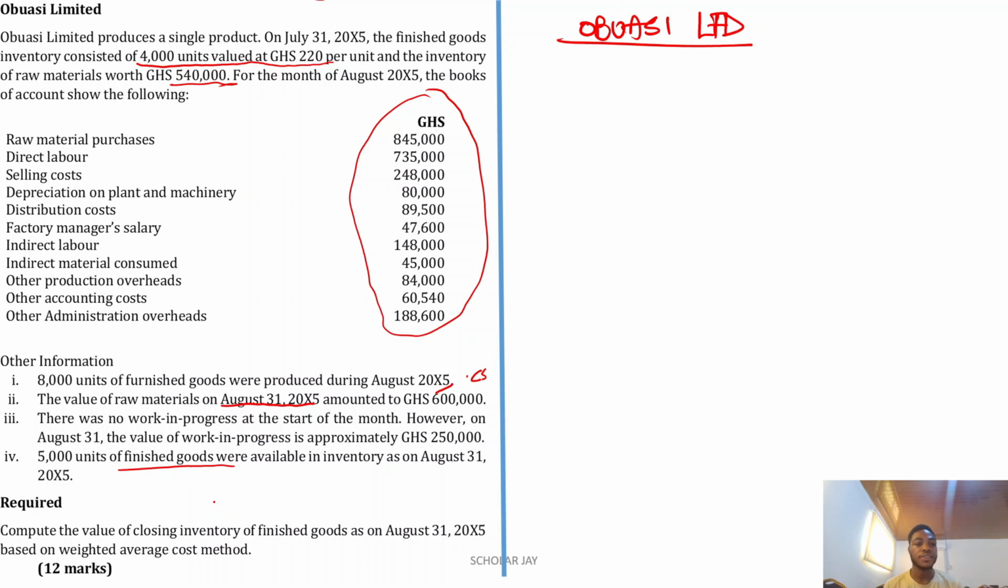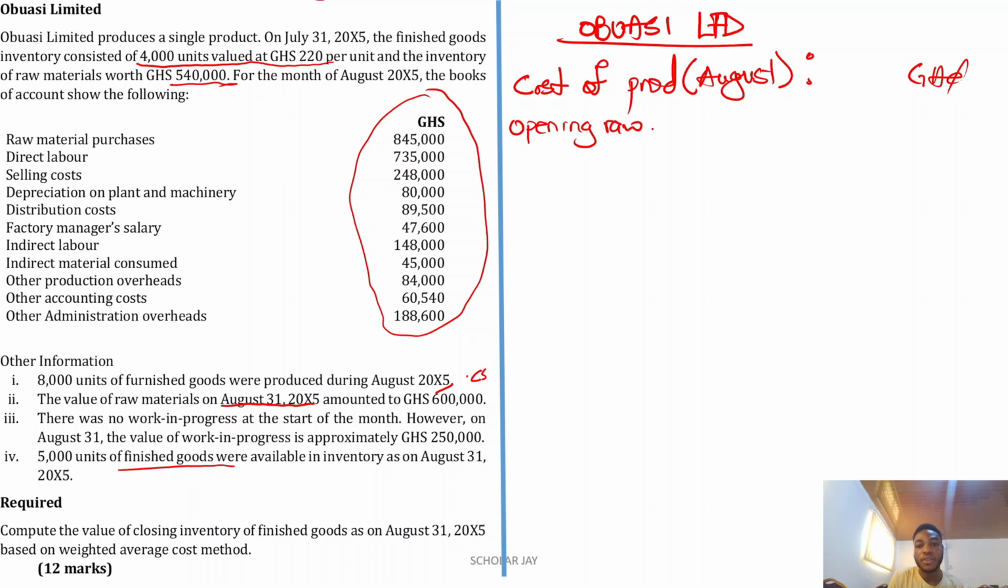So they've given us the data. Let's see how best we can solve that. Let's find the cost of production for August. Do you agree? Okay, so we have Ghana cedis here. Now, if you take the cost of production, there was opening. I'm focusing on raw materials first. So we have opening raw material.